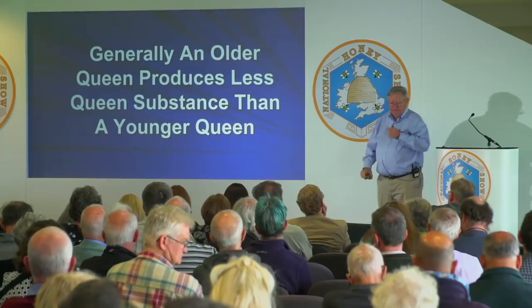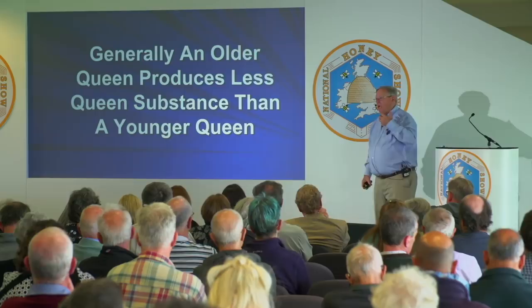A colony headed up by a two-year-old queen is more than twice as likely to swarm as a colony headed up by a one-year-old queen. So it's partly related to her pheromone production and her age. Generally, older queens produce less queen substance, and due to congestion, due to a huge population of bees, it's just not being adequately, efficiently distributed within the hive.